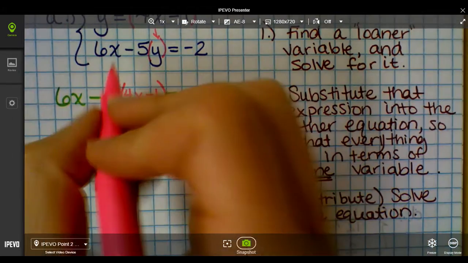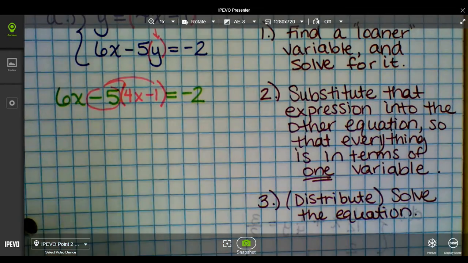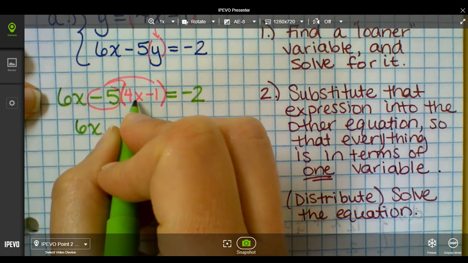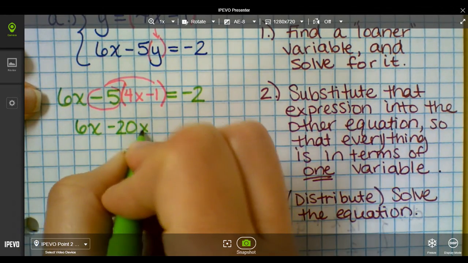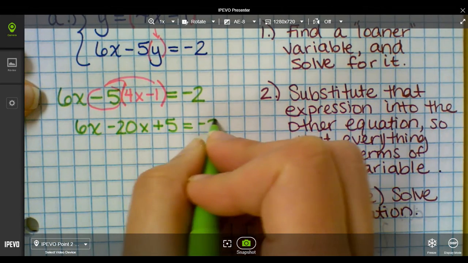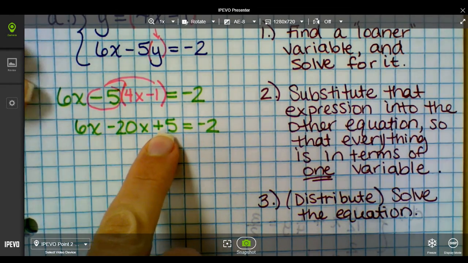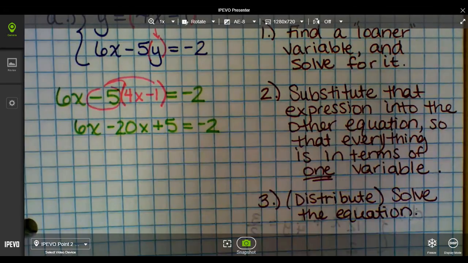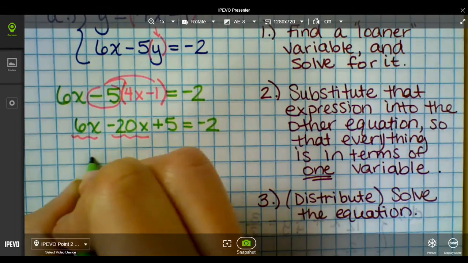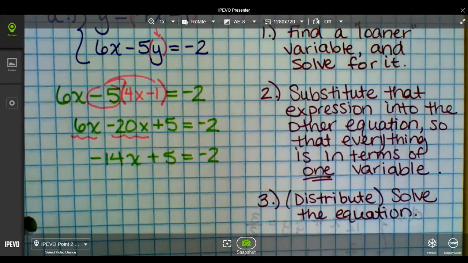Okay, so I'm going to distribute the negative 5 over here, so make sure you're distributing that whole negative 5. I have 6x over here, that does not get distributed. Negative 5 times positive 4x is negative 20x. Negative 5 times negative 1 is a positive 5 equals negative 2. So make sure you are really paying attention to these signs. All this work, if you miss one sign, it's going to mess everything up. Then we combine like terms. 6 minus 20 is negative 14x plus 5 equals negative 2.